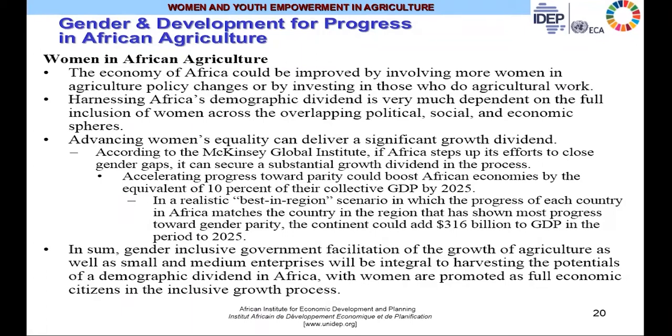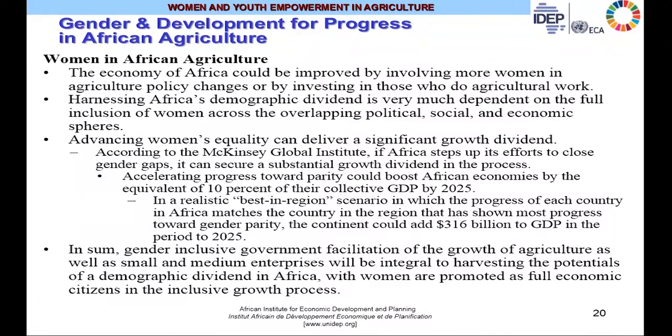Strongly important is that the economy of Africa could be improved by involving more women in agriculture, through policy changes, or by investing in those who do agricultural work. Harnessing Africa's demographic dividend is very much dependent on the full inclusion of women across the overlapping political, social, and economic spheres. Advancing women's equality can deliver a significant growth dividend. According to the McKinsey Global Institute, if Africa steps up its efforts to close gender gaps, it can secure a substantial growth dividend in the process.